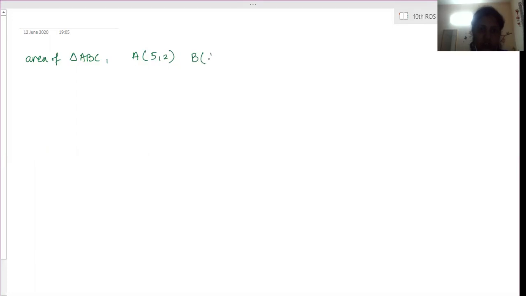B is (4, 7). And C is (7, -4). So try finding out the area: recall the formula and try doing it.